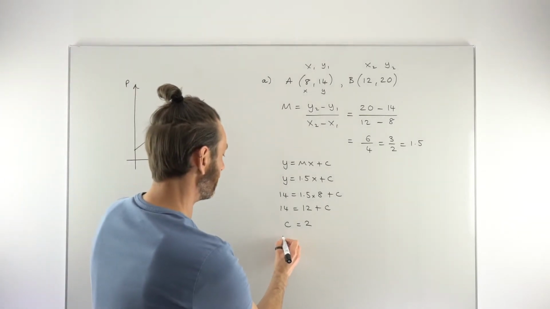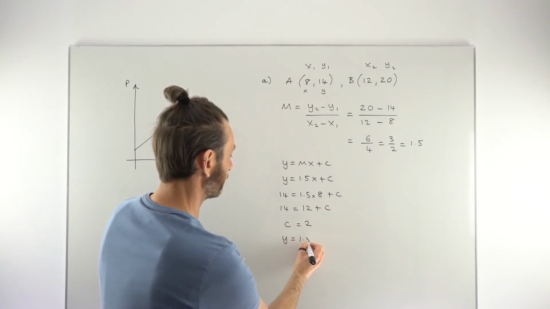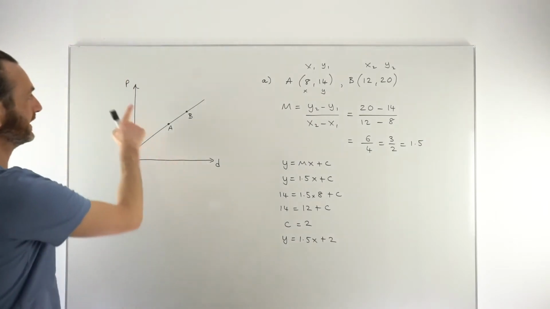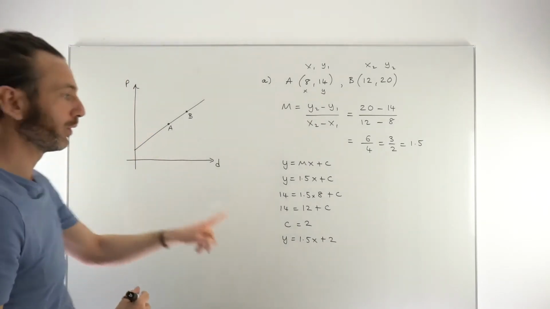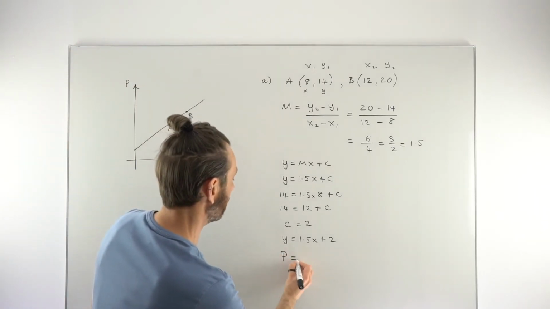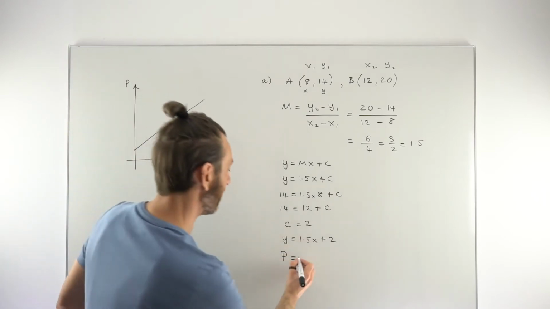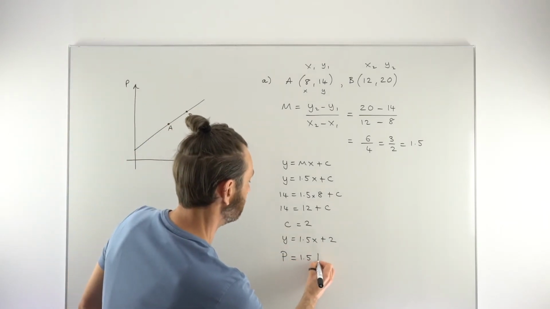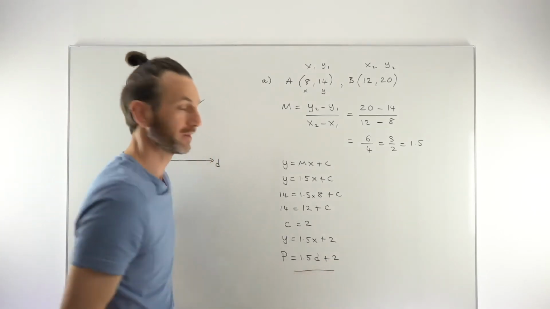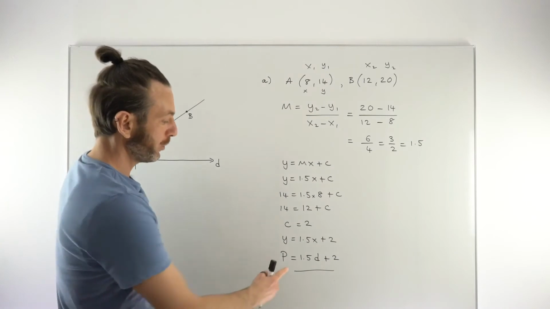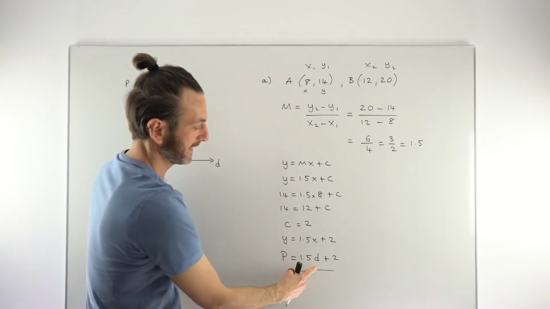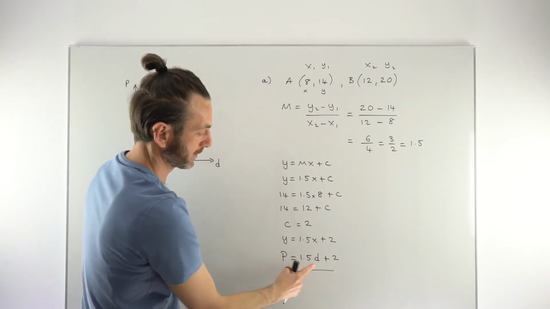So our equation there then is y equals 1.5x plus 2. We need to write it in terms of d and p. So p is playing the role of what would normally be our y value. So that is where the p goes, and the d is playing the role of what is normally the x. So that is p equals 1.5d plus 2. So that there is the equation of the line. That is part A of the question. And remember that what this formula does for you, yeah, it's a formula for the straight line, but it's also the formula that connects the distance and the price, the distance and the cost.